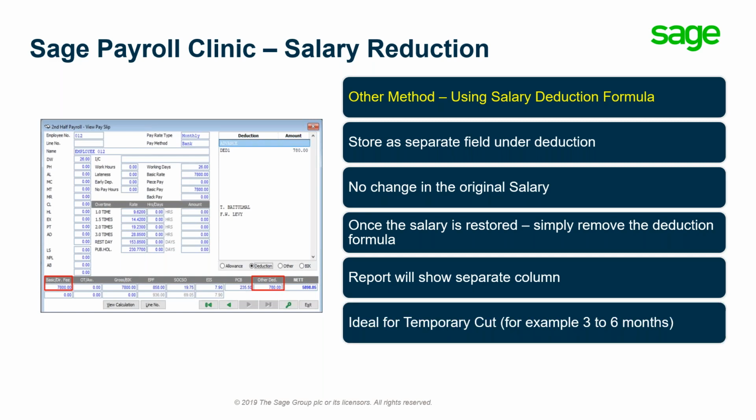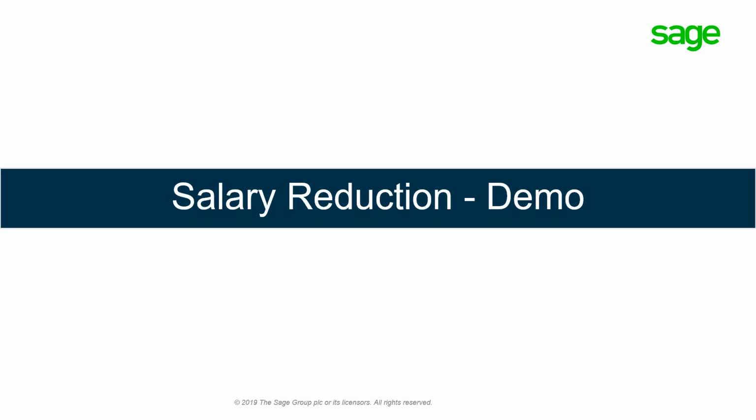This could be ideal for a temporary cut, maybe three to six months. After that, you just simply remove the deduction. Once you have the restoration of salary, you can remove it, or leave it there if it is permanent. Having said that, let me get Kami to give you step by step and show you the demo on how you can do it. All right, let me change this. Okay, Kami, over to you.